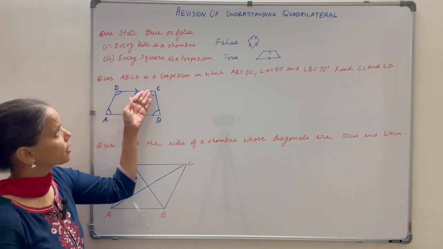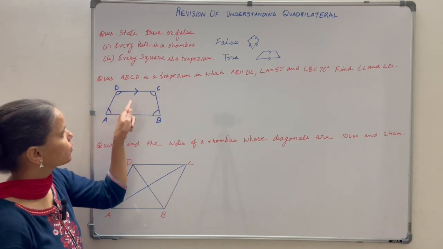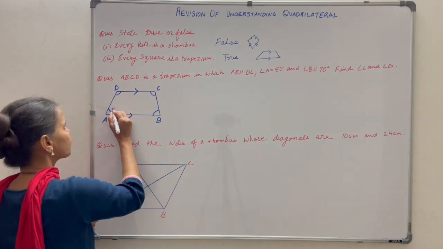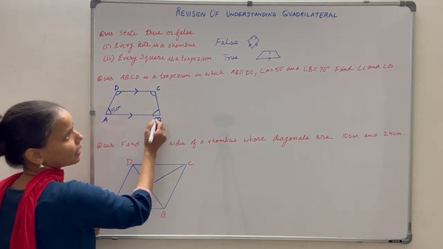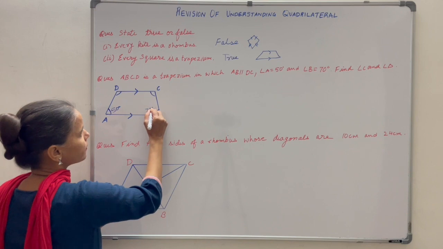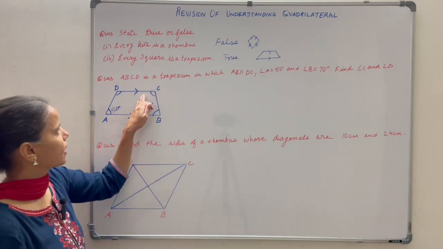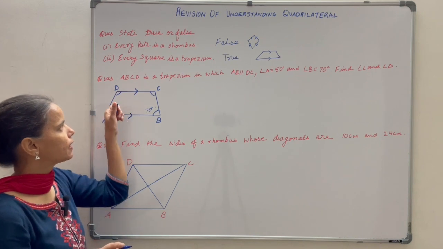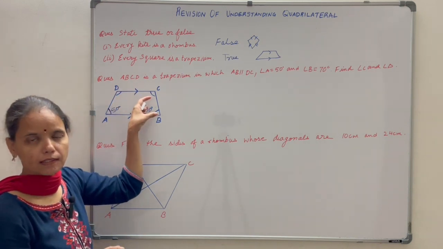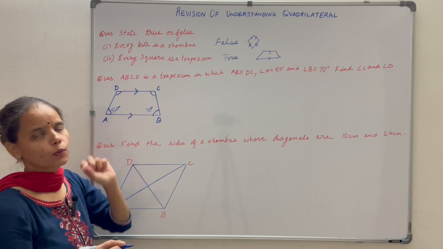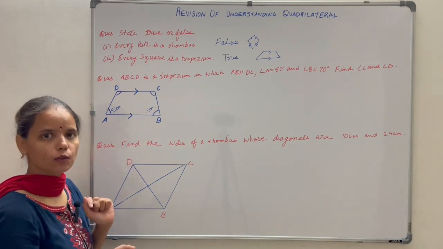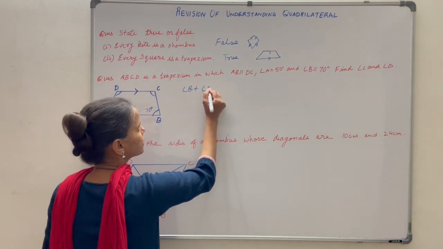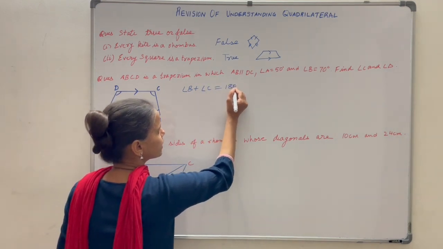Now next question, ABCD is a trapezium in which AB is parallel to CD. Angle A is equal to 50 degrees and angle B is equal to 70 degrees. You have to find angle C and angle D. So these two lines are parallel. That means angle B plus angle C will add up to 180 degrees. Why? Because they are co-interior angles. So angle B plus angle C is equal to 180 degrees.